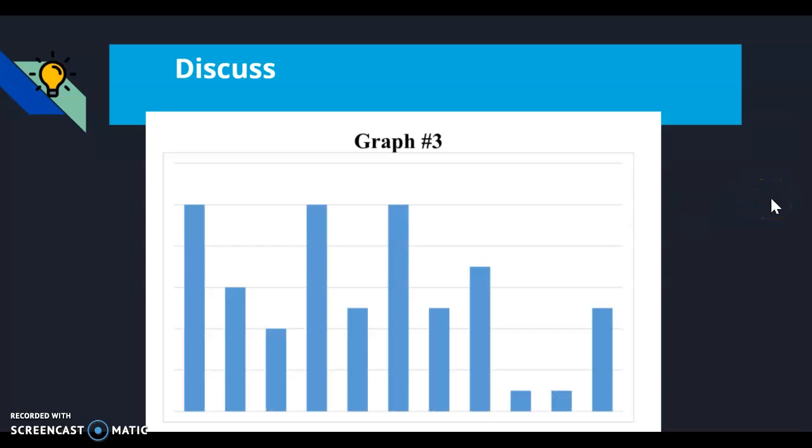Graph number 3 in our gallery walk. We're going to do the same thing. What do you notice about this? What do you wonder about it? And for our live sessions, we're taking the time for each student to type into the chat box what you notice and what you wonder about it. Those of you watching a recording, whether you're at home or rewatching it, you're thinking about exactly what you notice and what you wonder about it.